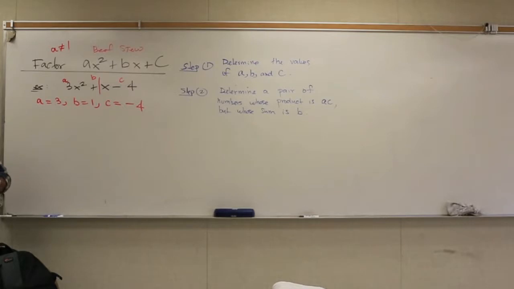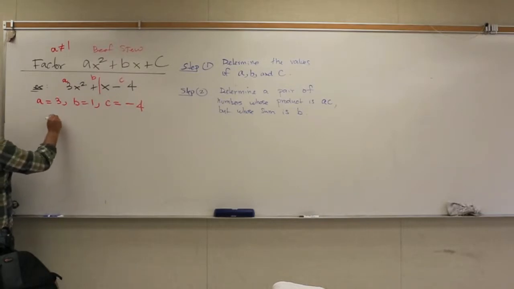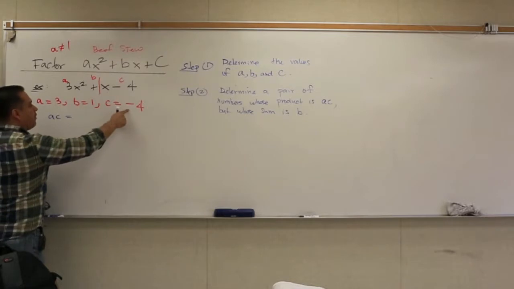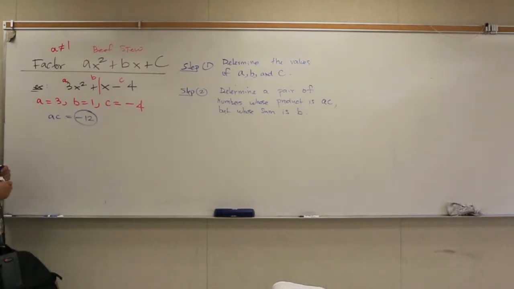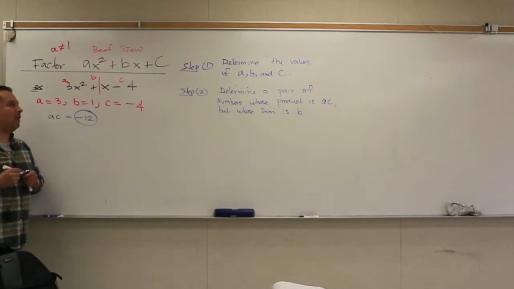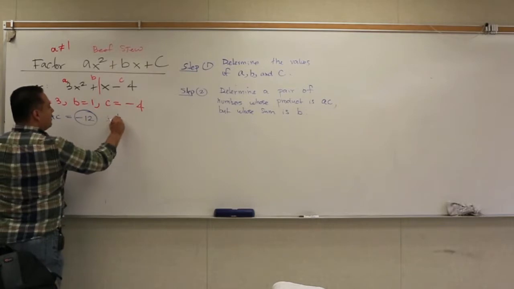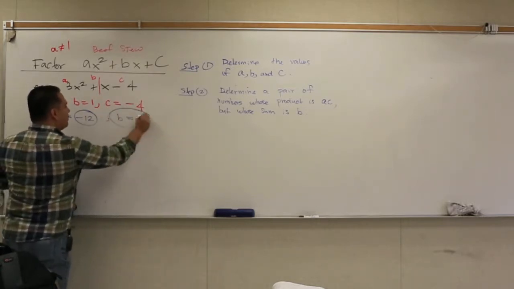You go, what are you talking about? Well, what's A times C anyway? What's 3 times negative 4? It's negative 12. Everybody okay with that? That's the product. What's the value of B? Positive 1. Is that true?